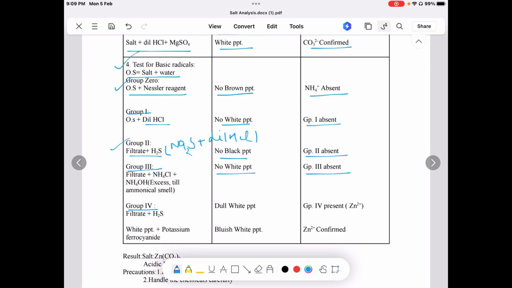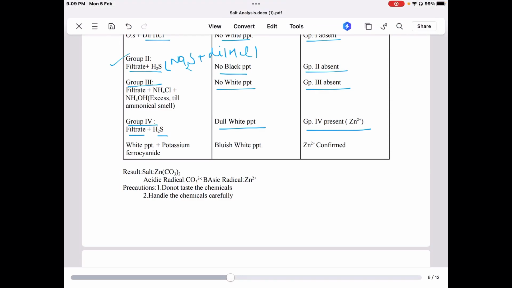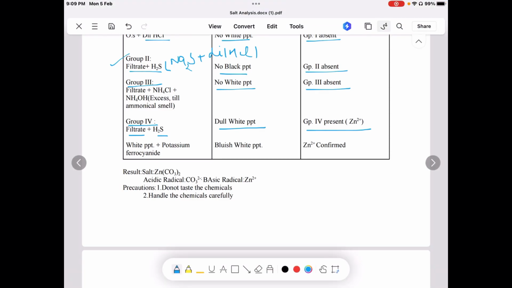To the filtrate of group 3, we pass H2S gas, dull white precipitate forms, which shows the presence of group 4 radical, and in group 4 we have zinc because the salts of zinc are white. So to this dull white precipitate, we add potassium ferrocyanide solution. Bluish white precipitate is formed which confirms the presence of zinc. So the resulting salt is zinc carbonate.